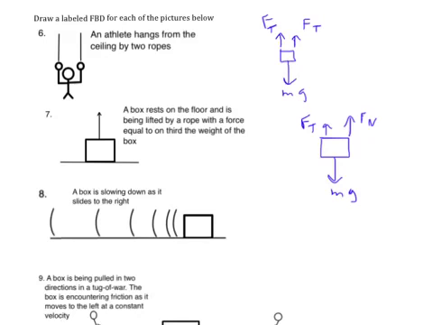I have a box that is slowing down as it slides to the right. Pretty cool diagram, huh? It's like an oil drop diagram. So here we go. Now, that box has a weight of mg, and it is not sinking into the floor, so there is a normal force that is just as large as the weight. Since it is slowing down, there has to be a force acting in the negative direction on it, and that would be a force of friction.